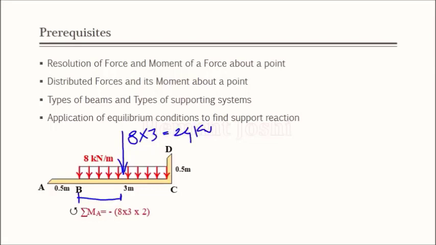Now I want to take the moment about point A, so I need this distance. Fine. So that distance is equal to 0.5 plus this 1.5, so it is 2. So 8 into 3 is the force and 2 is the distance, and it again creates a clockwise effect. So the moment is minus 8 into 3, which is the total UDL, and the distance is 2. So that will be the moment of that UDL about point A.